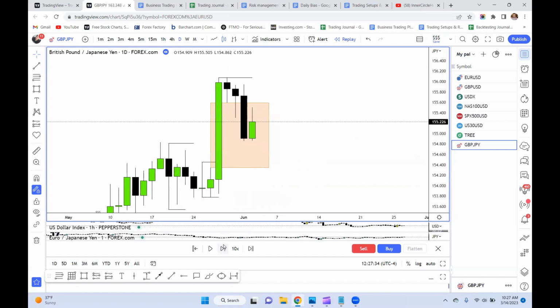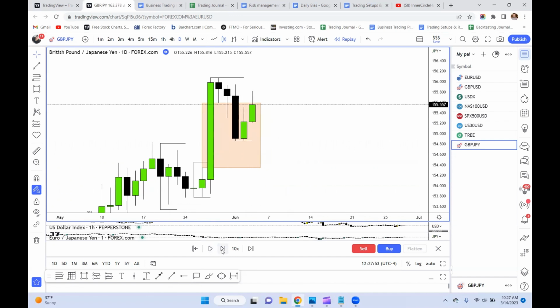Let's see what happens. Well, it created the wick. Did it take out the low? It did not take out the low. It created a swing low. So this next day, we can see it open, Judas swing, manipulate down and accumulate some longs to rally, take out this high, and then distribute out of those longs. Let's see what happens. Boom, exactly that.